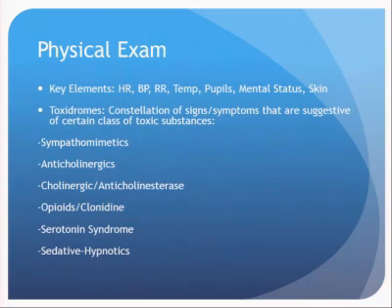In physical exam, the key elements are the heart rate, blood pressure, respiratory rate, temperature, pupils, mental status, and a skin exam. And then there's something called toxidromes. And like I said, these are important, and there are several test questions about toxidromes on the exam. So a toxidrome is a constellation of signs and symptoms that are suggestive of a certain class of toxic substances.